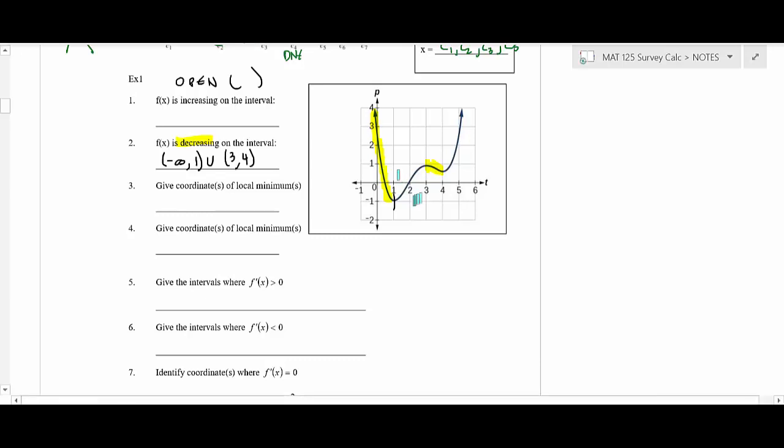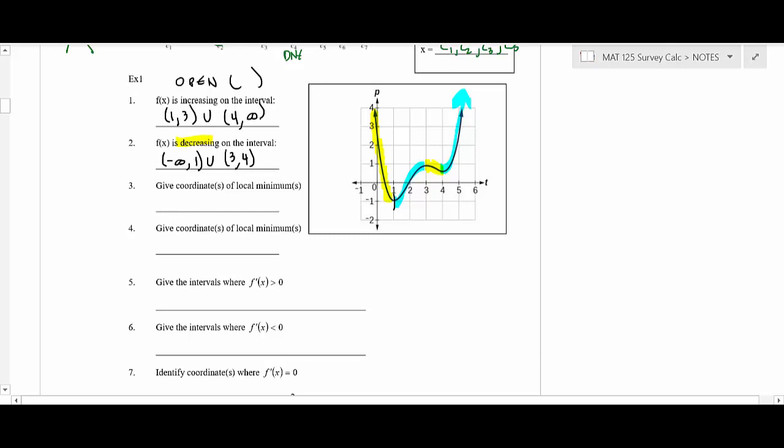Where that function is increasing is going to be from here to here. The y values are getting bigger. You're going up the roller coaster. And from there to infinity, you're going up the roller coaster. All right. So we would say from 1 to 3 in that open interval, and then from 4 and beyond. So that's how we would name them.